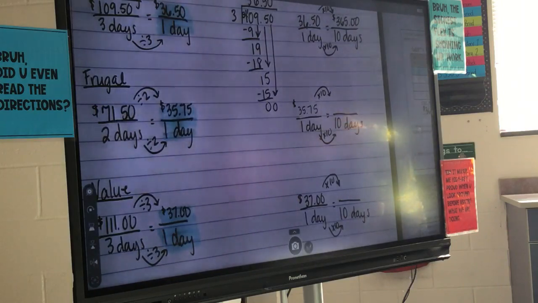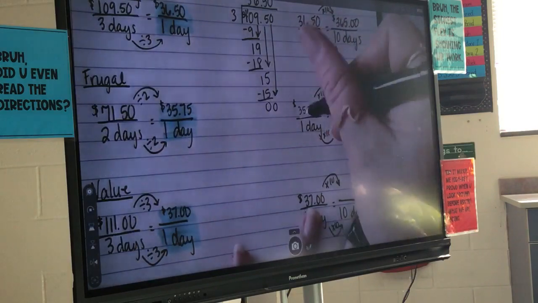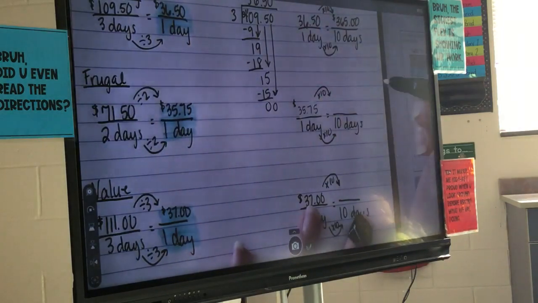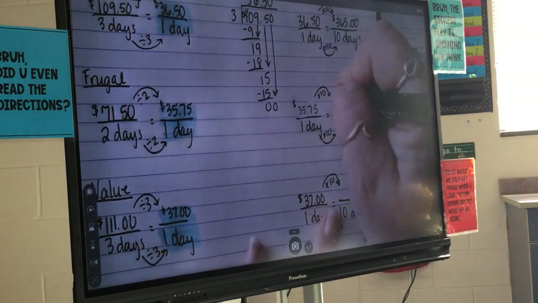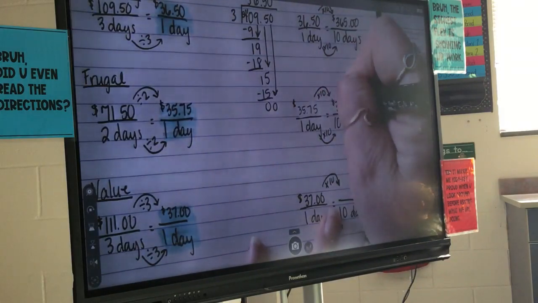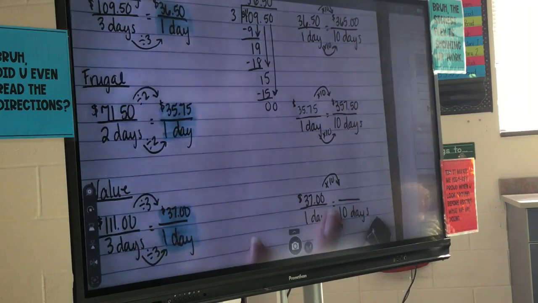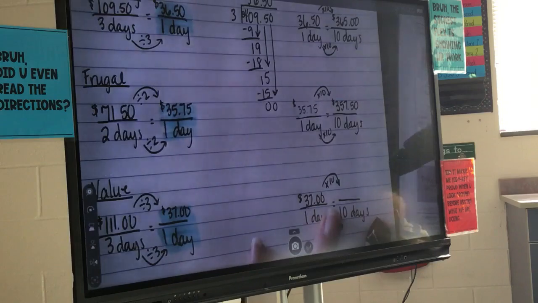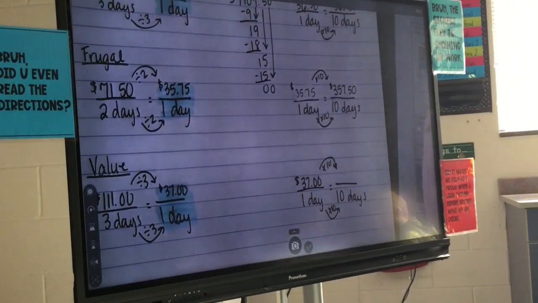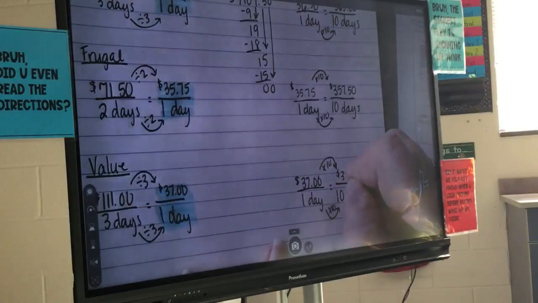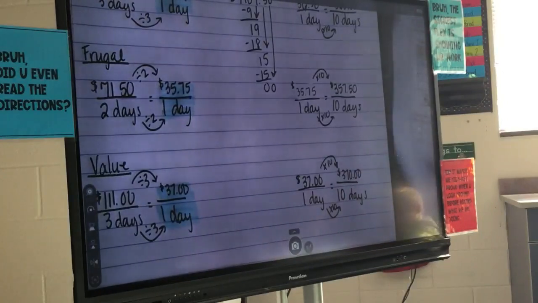All right. So $35.75 when I multiply it by 10 becomes what? Raise your hand. Silas. $357.50. Is that what you wrote? Okay. And then for the last one, $37 times 10 becomes what? Alex? $370.